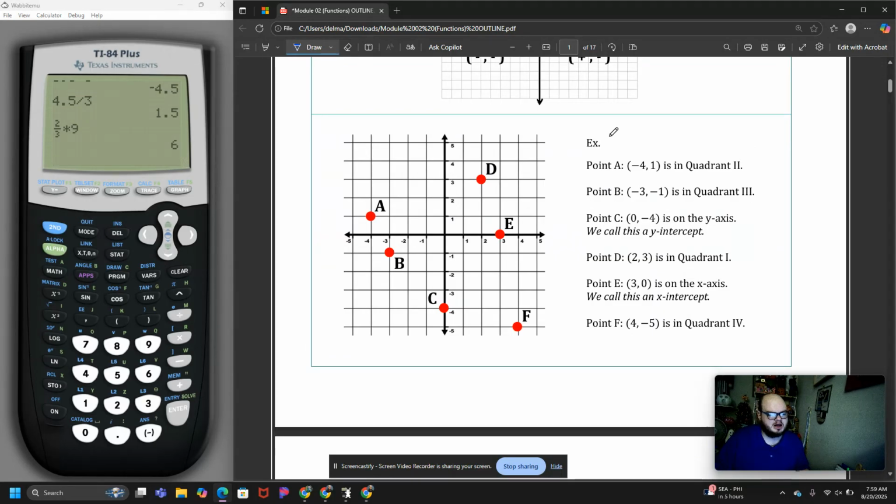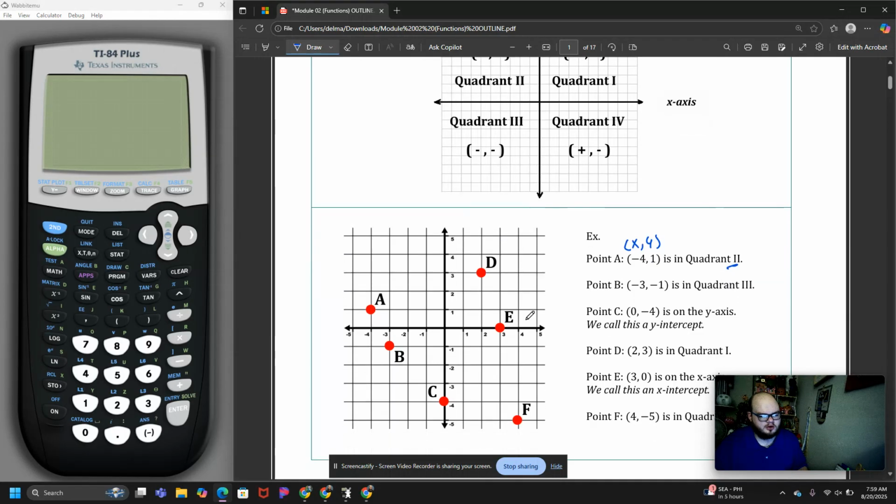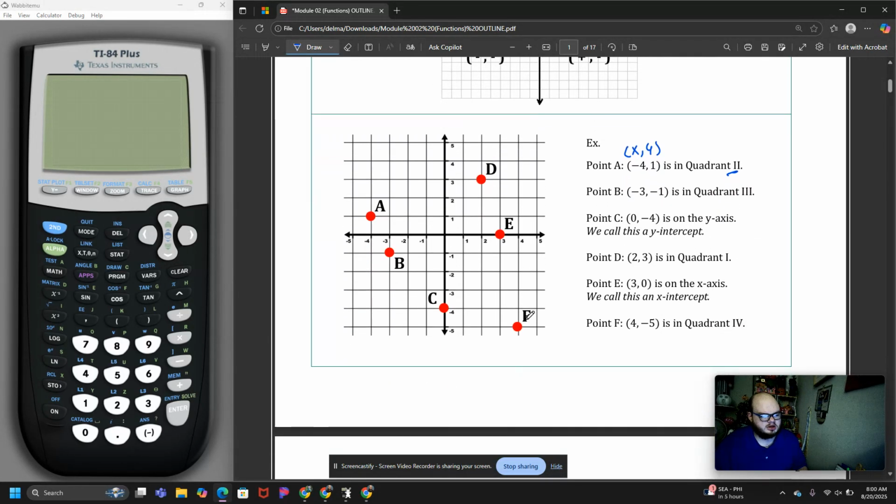Okay, so let's look at some points, and we'll just label a couple of them. So point A, and I might go through here and I would put my x and my y. I know that it's in quadrant 2 because it has 1 negative number and 1 positive number. Okay, so knowing where the signs are, whether it's positive, positive, negative, negative, or positive, negative, can help you to kind of quickly see, hey, where it needs to go.